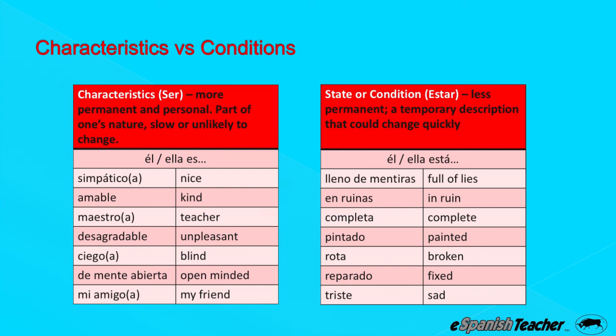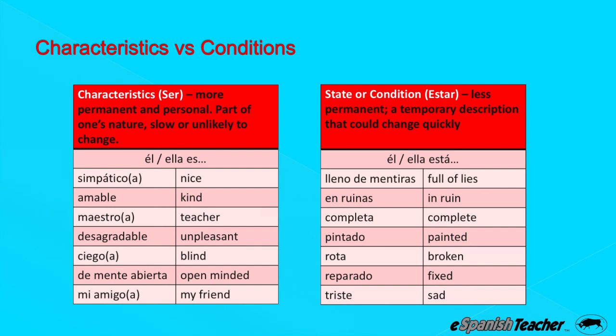Now let's talk about the state or condition and how we would use estar to communicate those. Remember, the state or condition is less permanent. It's a temporary description that could change rather quickly. Él está lleno de mentiras. Try to say these along with me if you can. Él está lleno de mentiras. He is full of lies. Ella está en ruinas.